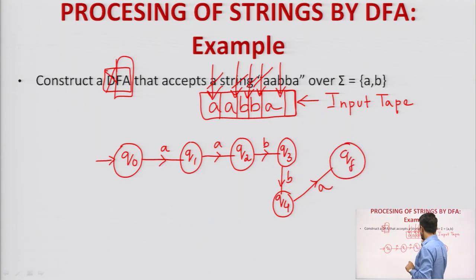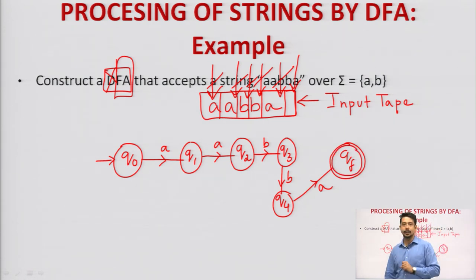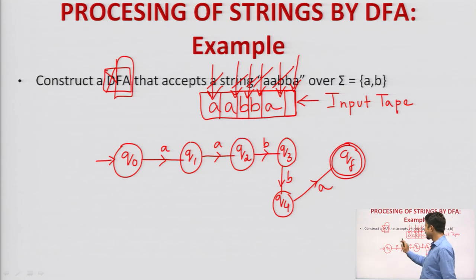After this, the tape head will reach the last position of the input tape, which means all the string has been read. So that means QF can be designated as the final state. This is how a finite automata generally reads. Looking at this diagram, from Q naught, the initial state, the transition started with the symbol A, and finally at the final state, QF, the transition has ended. This is all about the general construction of a finite automata.